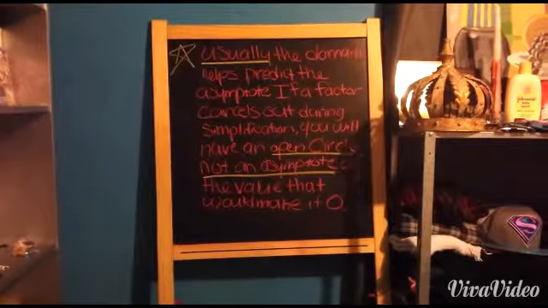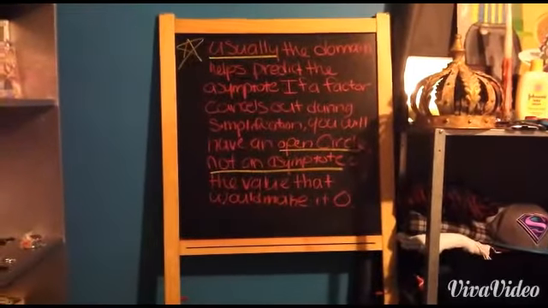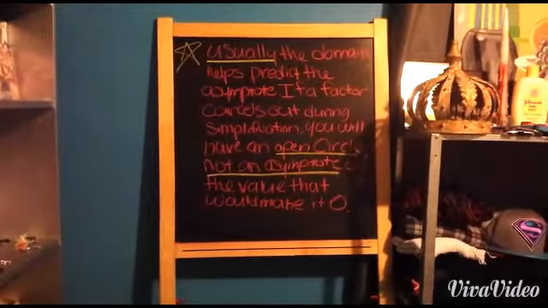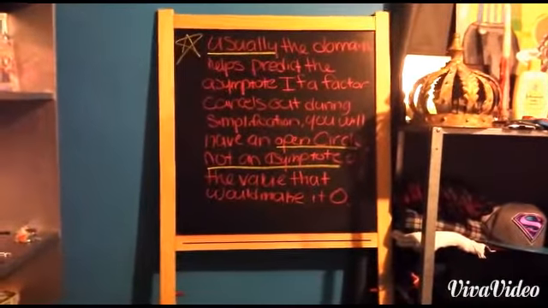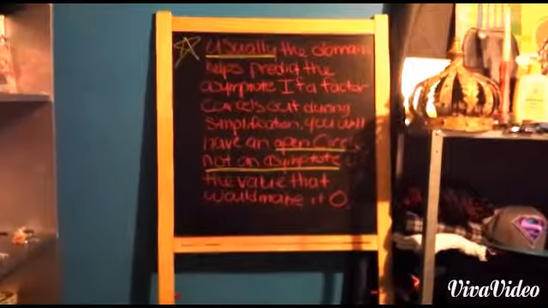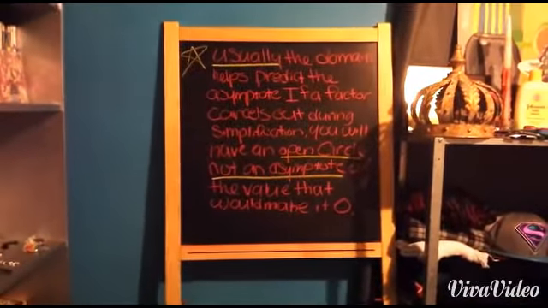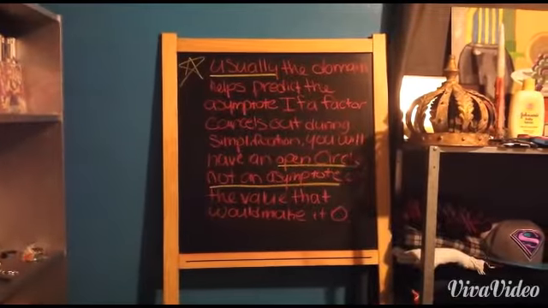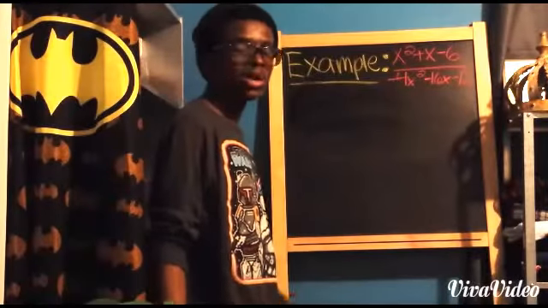When finding the asymptotes, usually the domain helps predict it. But if a factor cancels out during simplification, you will have an open circle and not an asymptote at that value. And it's important to remember that there can also be a vertical asymptote depending on how the polynomial factors down. Here is our last problem.